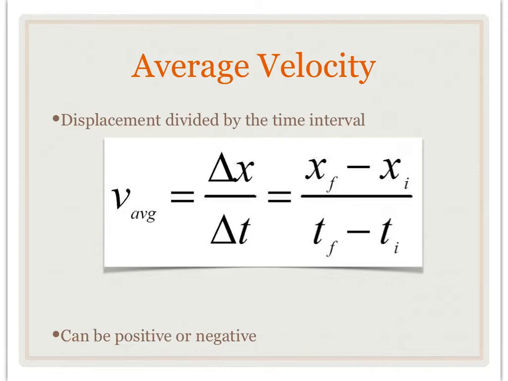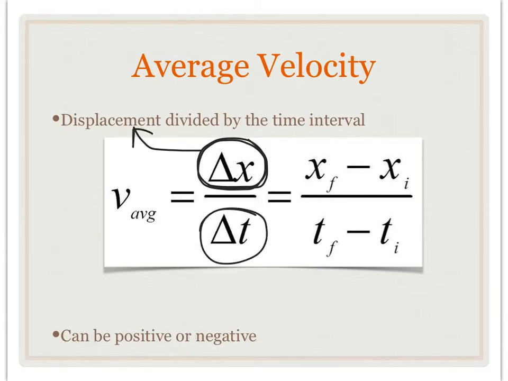Velocity is based on displacement, so we are going to calculate it based on the displacement divided by the time interval. Remember, displacement is this value right here, this change in x. My change in time is over what time period am I doing that displacement. Notice again that we have subscripts on our positions, the F and the I, and also on my times. Again, the F means final and the I means initial.